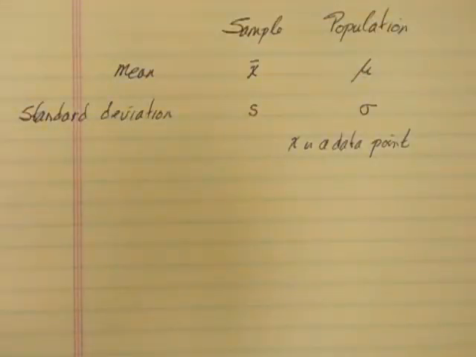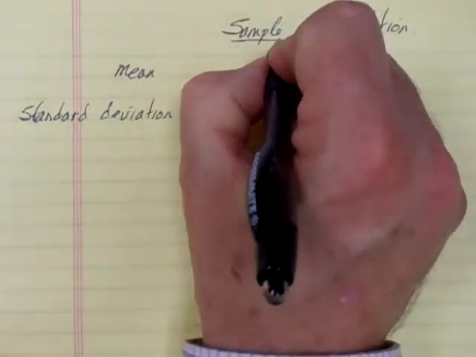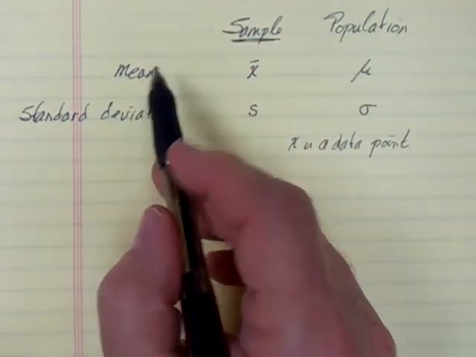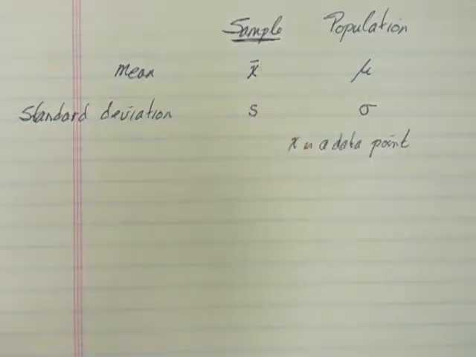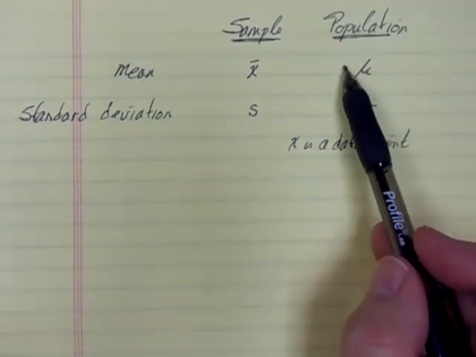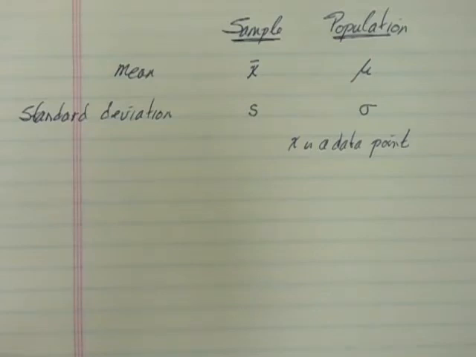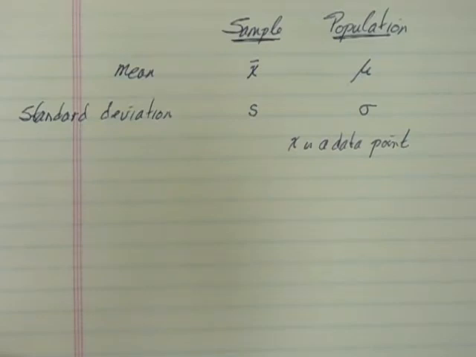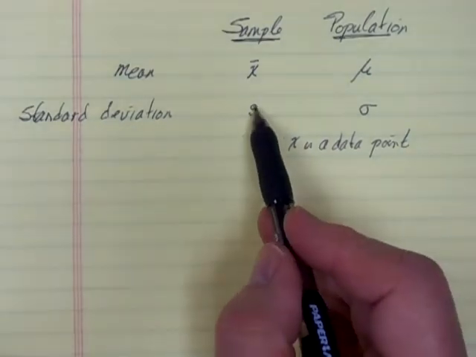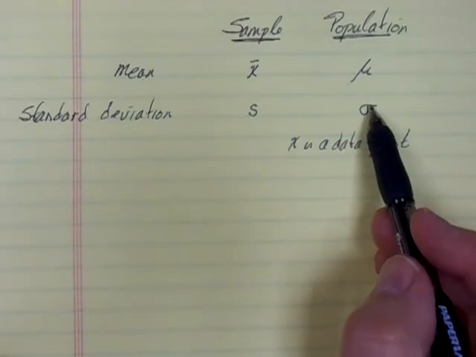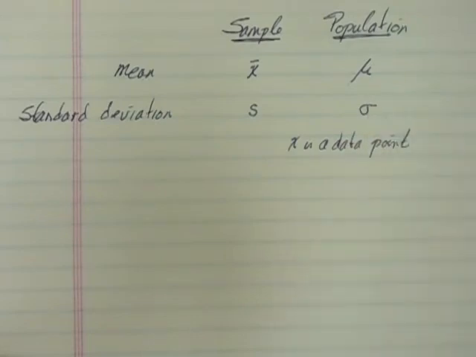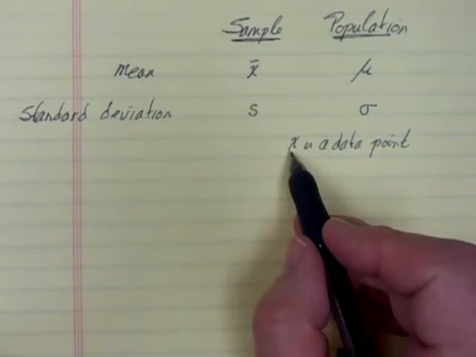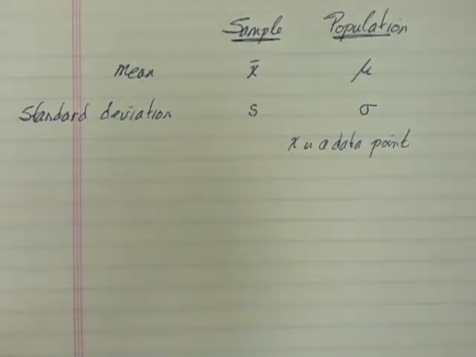Just for some quick reminders, you already know this, but when we're talking about a sample, if we are talking about the mean, then we use x bar to represent the mean. Whereas in a population, we use Greek letters usually, and the Greek letter that we use for mean is mu. It looks like a U with the long tail here in the front. The standard deviation in a sample, we use the letter s. In a population, we use the lowercase Greek letter sigma. In each case, we'll use x to represent a data point.